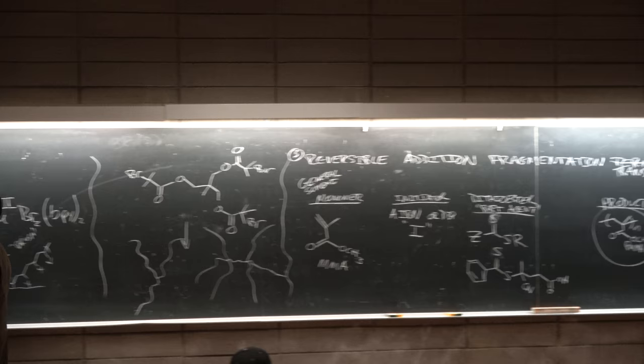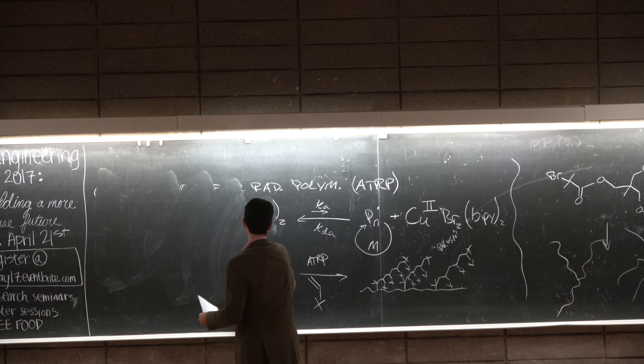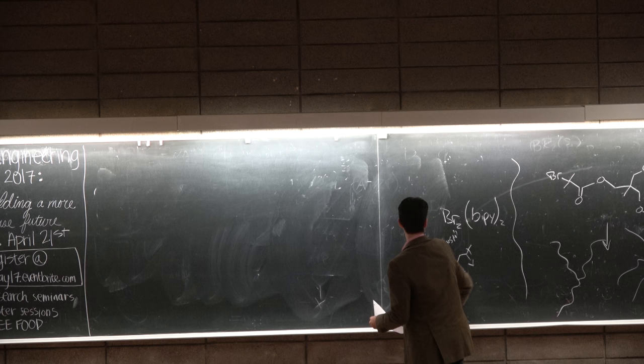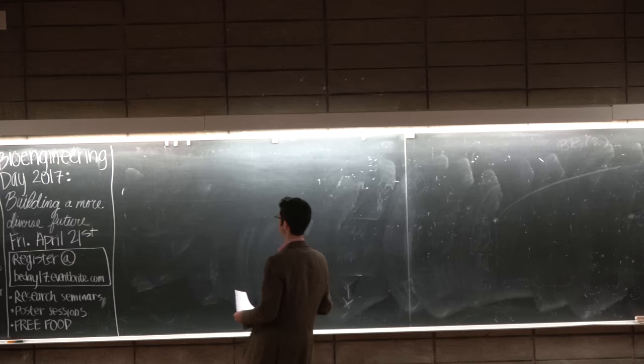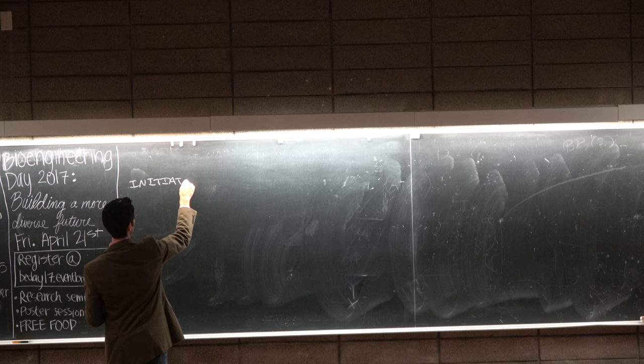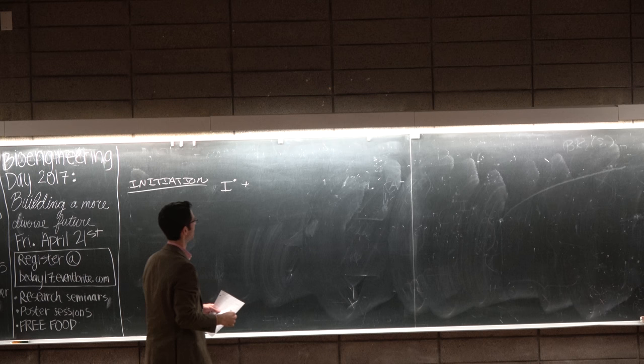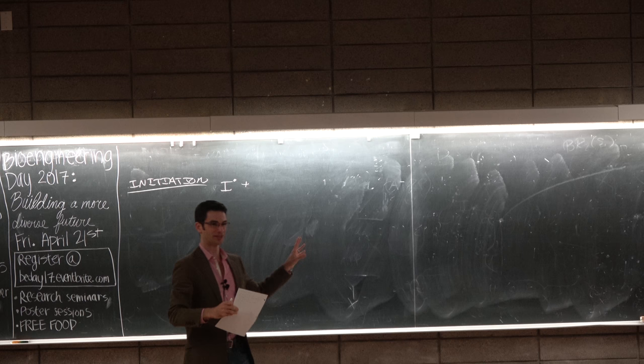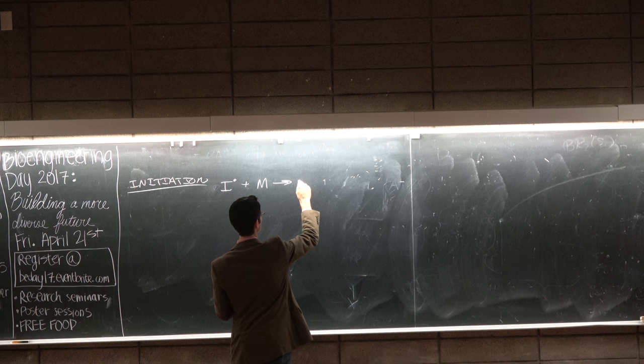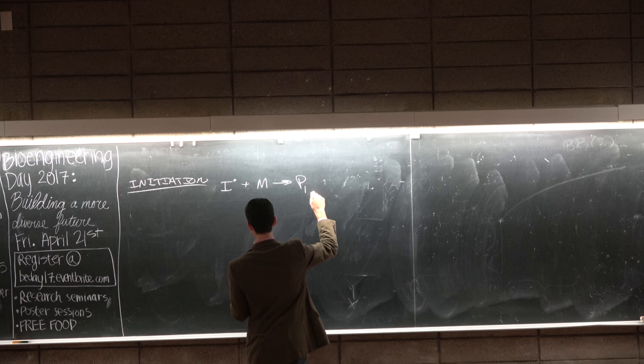Let's look in a little more detail at how we get such a weird-looking product. So the first step is initiation. And it's the same first step that we would always have in a radical polymerization. We have some initiator fragment, I dot. I'm going to use I dot instead of R dot because we have an R dot that we need later. Hope that's okay. I dot plus M gives you some polymer with an active chain end. Then we have propagation.